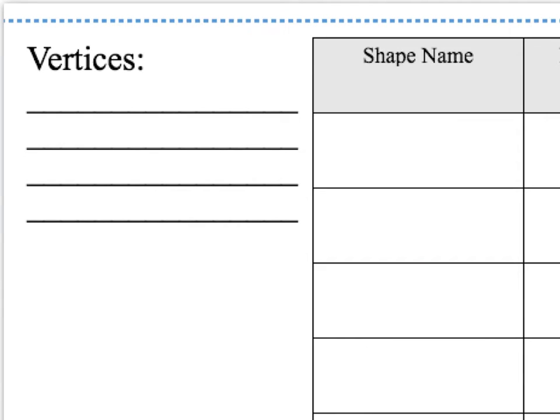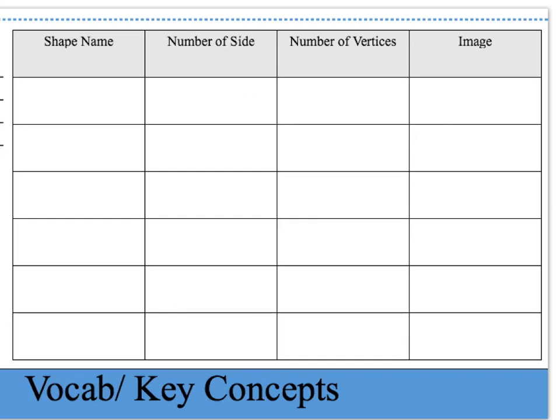The vocabulary word that we're going to talk about is called vertices, and vertices are the point where two or more sides of a figure meet. So let's go ahead and complete this table so we can look at what vertices look like on different shapes. The first shape that we're going to talk about is a triangle. A triangle has three sides, and the number of vertices on a triangle is 3.